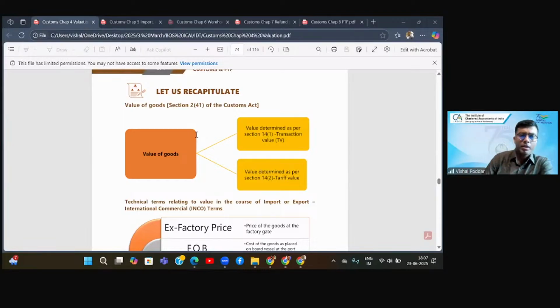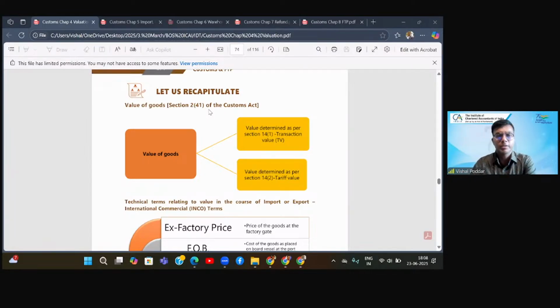Okay, then let me take up the next part of our revision so that we should be able to complete the entire revision today. And then in the last two sessions, we'll take up some updates, some practical aspects. So now we are in a very important topic. This is a practical topic where we are supposed to determine the value for the purpose of computing the customs duty.